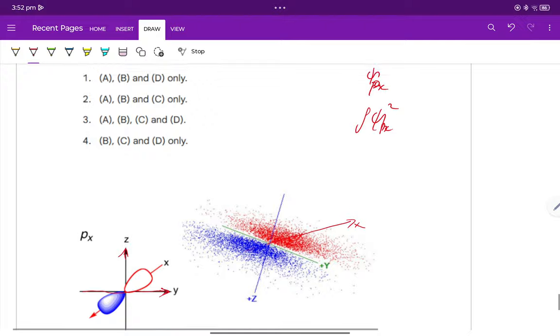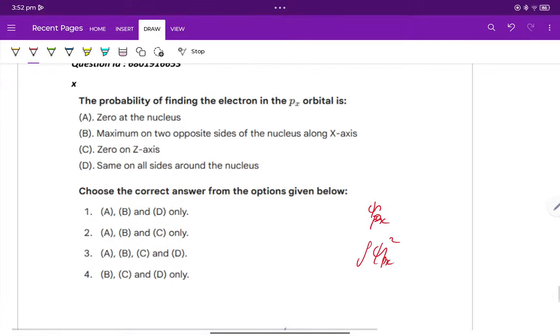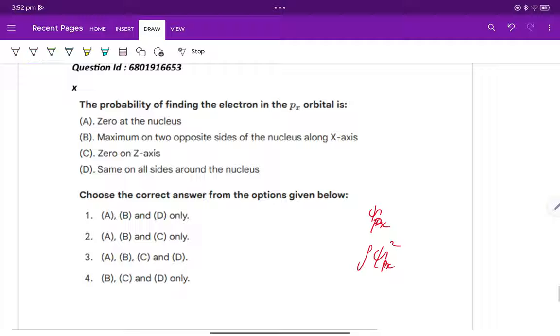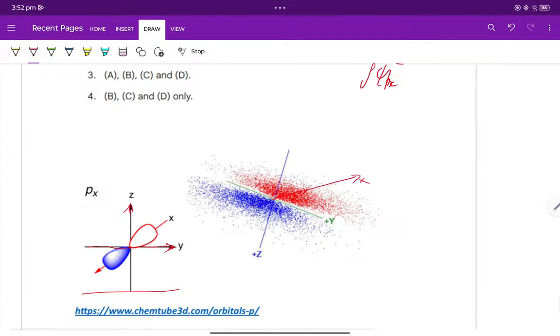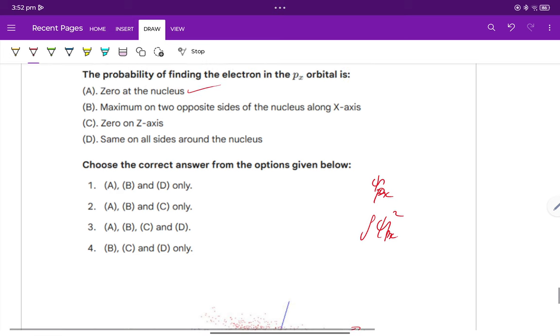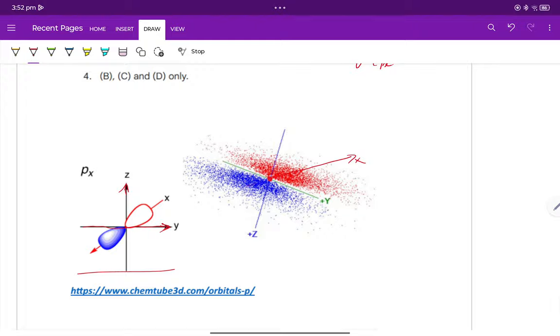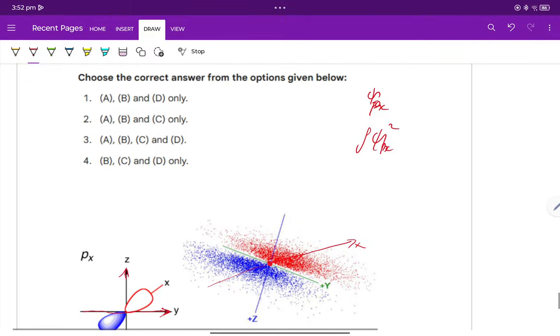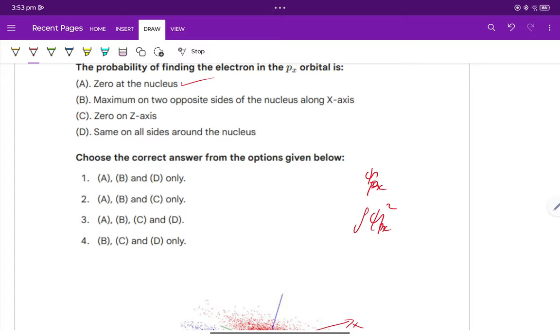Now let us see the options one by one. The probability of finding the electron in the px orbital is 0 at the nucleus. Of course, that is a correct answer because here you cannot see any electrons at the nucleus, so that is 0. Second one, maximum on two opposite sides of the nucleus along the x-axis. That is correct because this is the x-axis, so the x-axis goes like this. So you can say along the x-axis you can see the maximum probability, so that also is right.